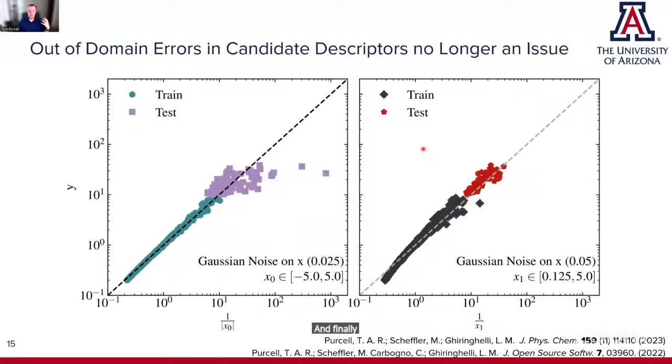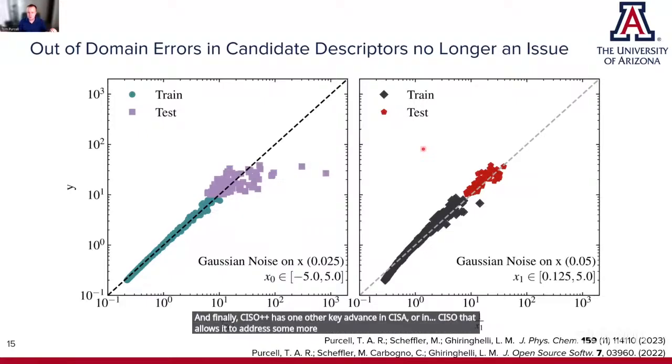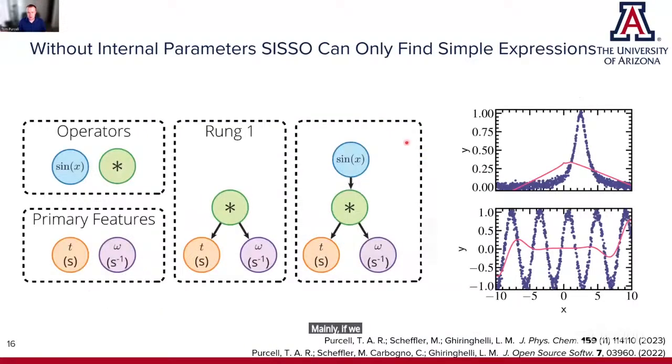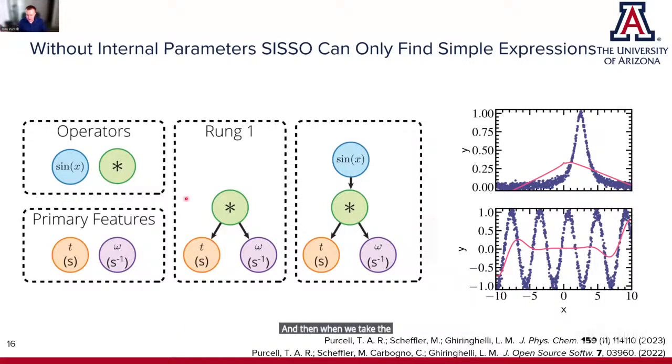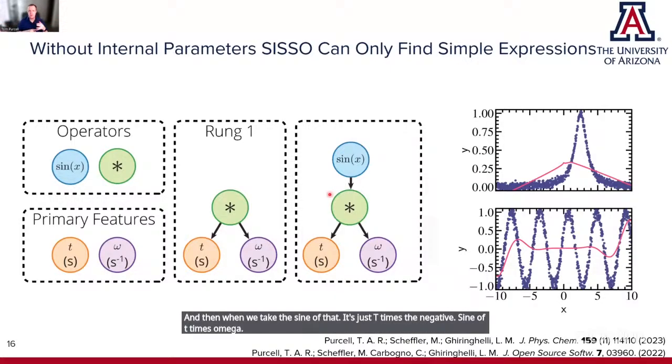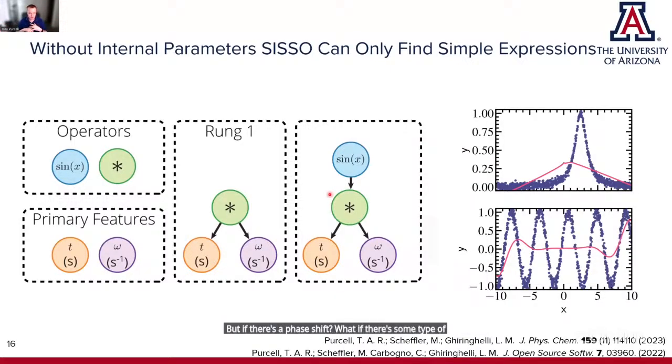And finally, SISSO++ has one other key advance over SISSO that allows it to address some more fundamental problems in symbolic regression. Mainly, if we think back to how we construct our feature space, there are no internal constants within these operators themselves. It's just t times omega, and then when we take the sine of that, it's sine of t times omega. What if there's a phase shift? What if there's some type of frequency shift going on?